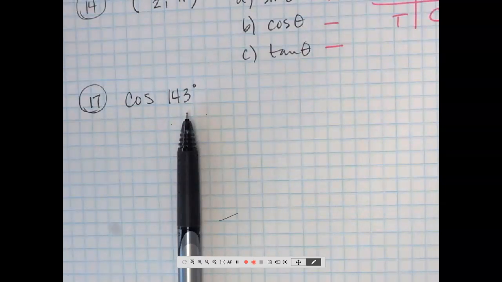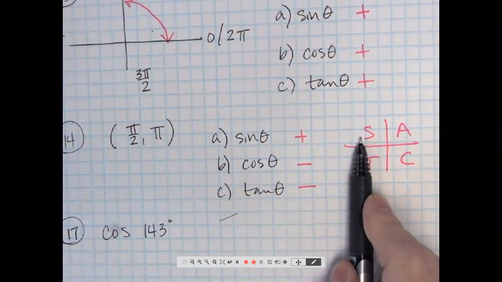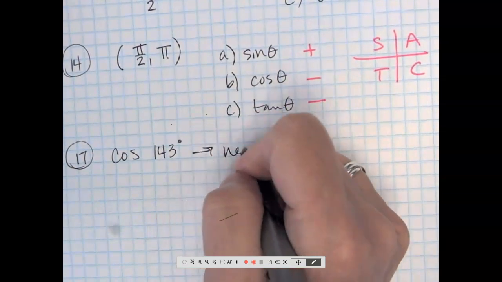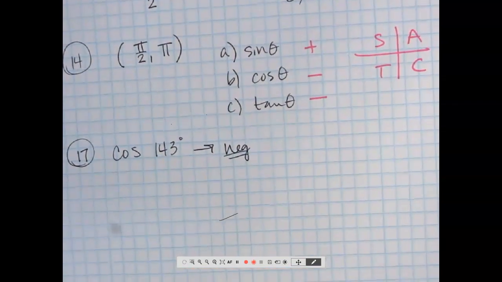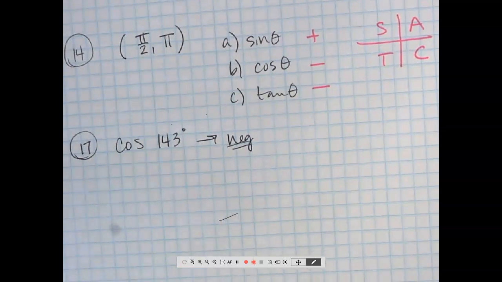Start at 0. It'll be in the second quadrant, right? Is cosine in the second quadrant positive or negative? Only sine is positive, so cosine will be negative. And that's all it's asking you. Okay? Are we okay with that?